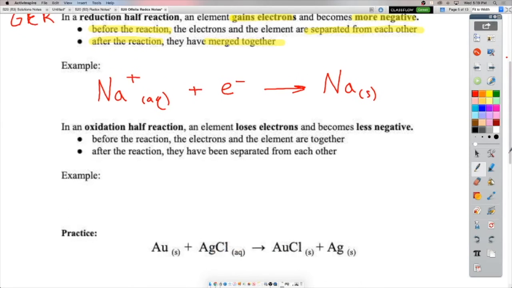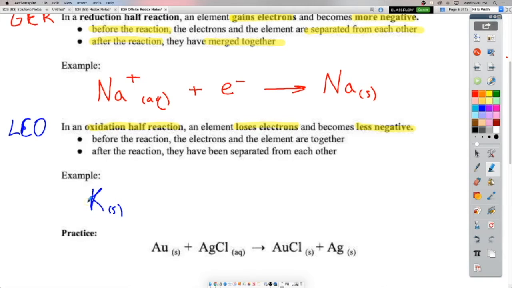We can also write an oxidation half reaction. So let's say sodium got reduced, but maybe potassium was the other half of the story. So we might have had potassium, okay? And if it was going to get oxidized, right? If it was going to get oxidized, it would be a neutral potassium atom. Remember, it's going to lose electrons. In an oxidation reaction, it loses electrons, okay? So oxidation, LEO. In an oxidation half reaction, an element loses electrons and becomes less negative. So we've got to make this become less negative.